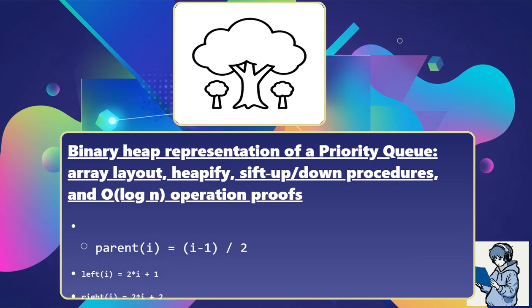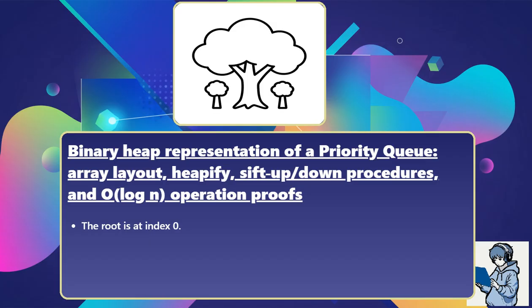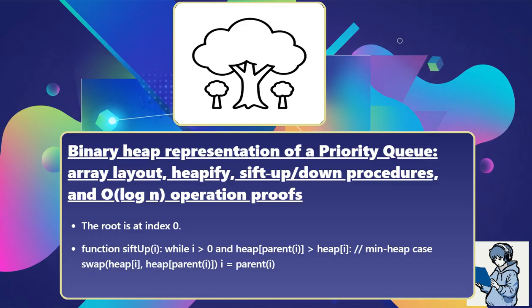Parent of i equals (i minus 1) divided by 2. Left of i equals 2 times i plus 1. Right of i equals 2 times i plus 2. The root is at index 0. Function siftUp(i): while i is greater than 0 and heap[parent(i)] is greater than heap[i]: swap heap[i] with heap[parent(i)]. Then set i to parent(i).